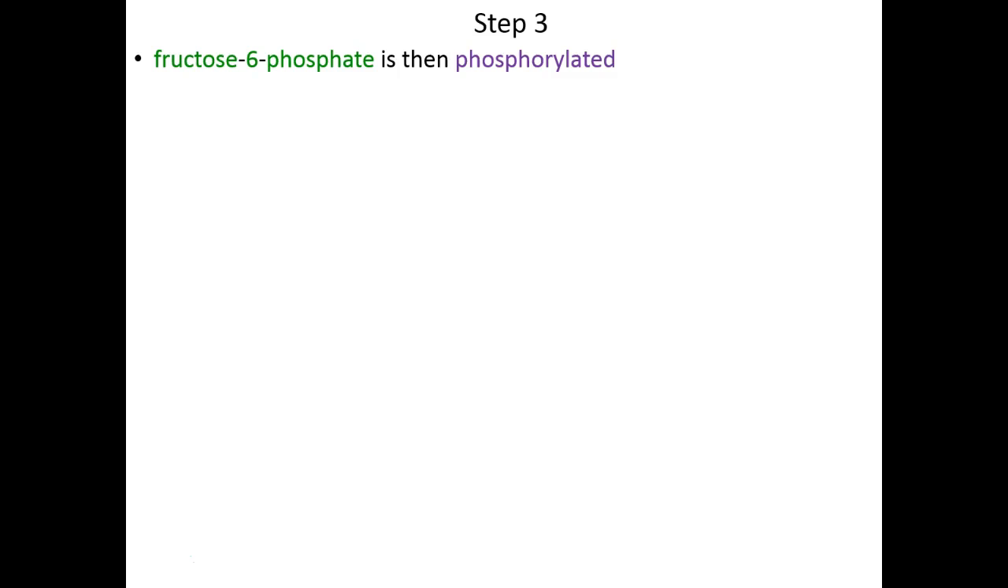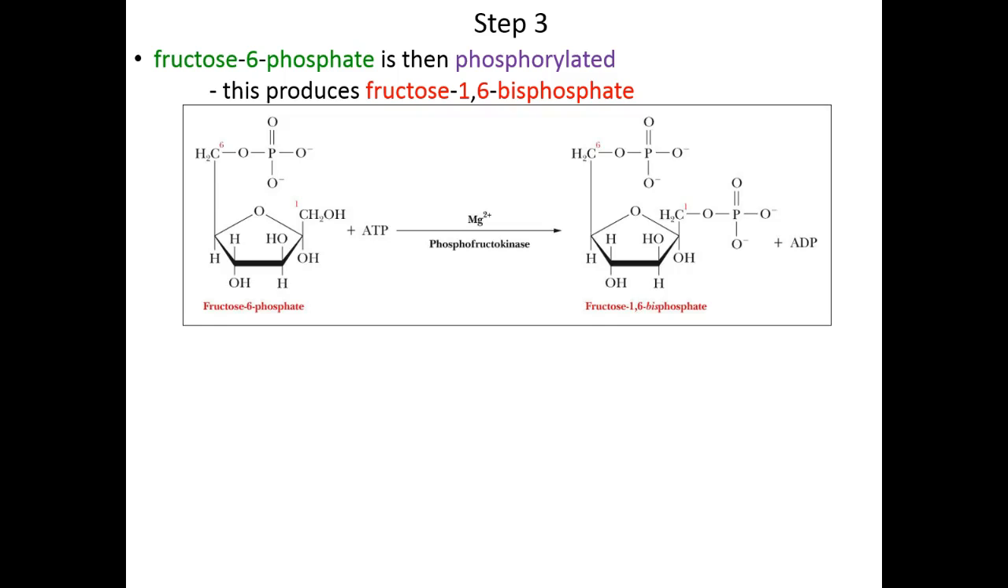Step 3. Fructose 6-phosphate is then phosphorylated to become fructose 1,6-bisphosphate. And I'm sure you can tell me where that new phosphate group that we just added lives. It lives on carbon 1. Fructose 6-phosphate had a phosphate group on carbon 6 already. When we phosphorylate that molecule again, that new phosphate goes to carbon 1, giving us fructose 1,6-bisphosphate.